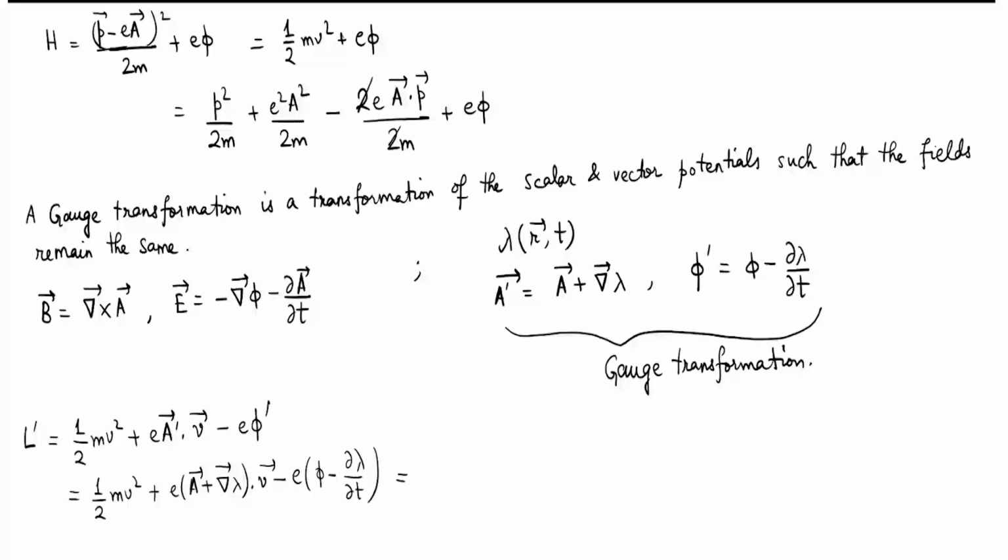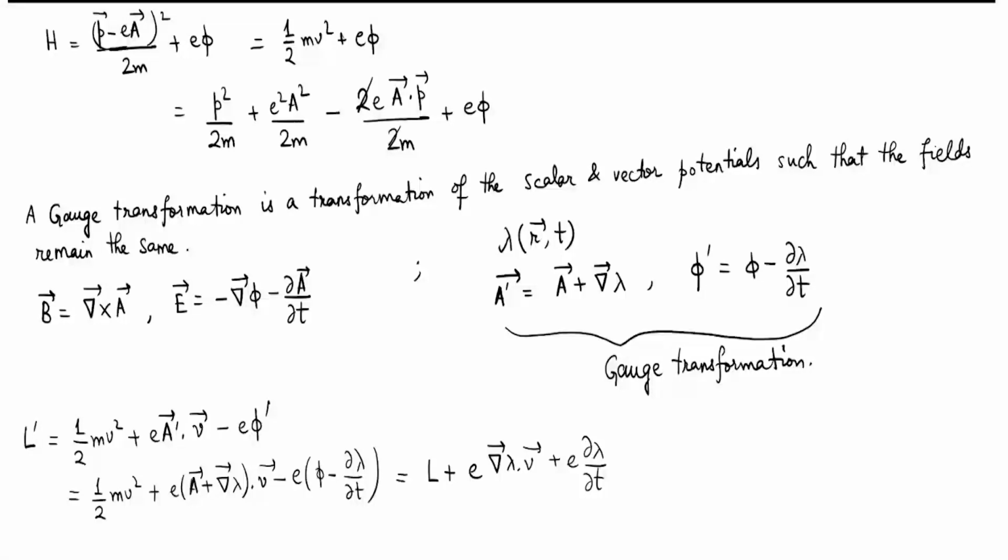This is equal to the original Lagrangian. I'm taking it out. That is half mv square plus E A vector dot v vector minus E phi. So this is L plus E gradient of lambda dot v plus E del lambda del t.